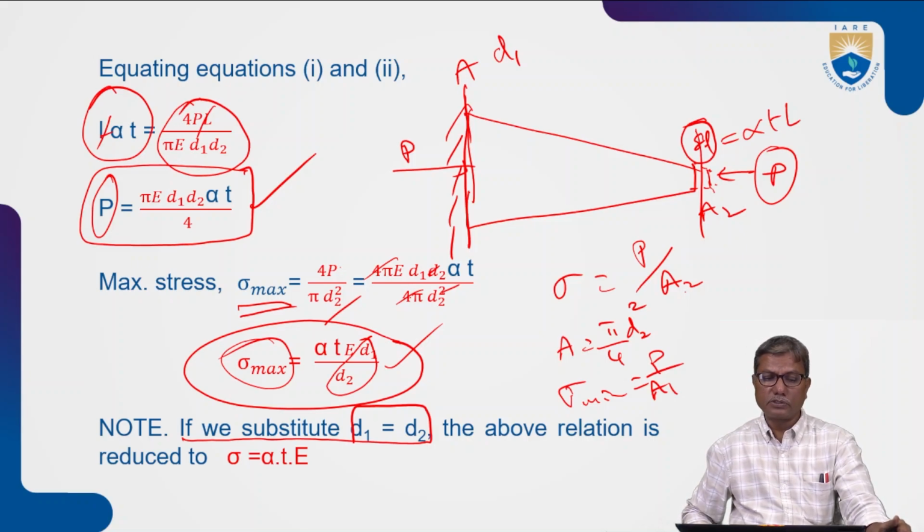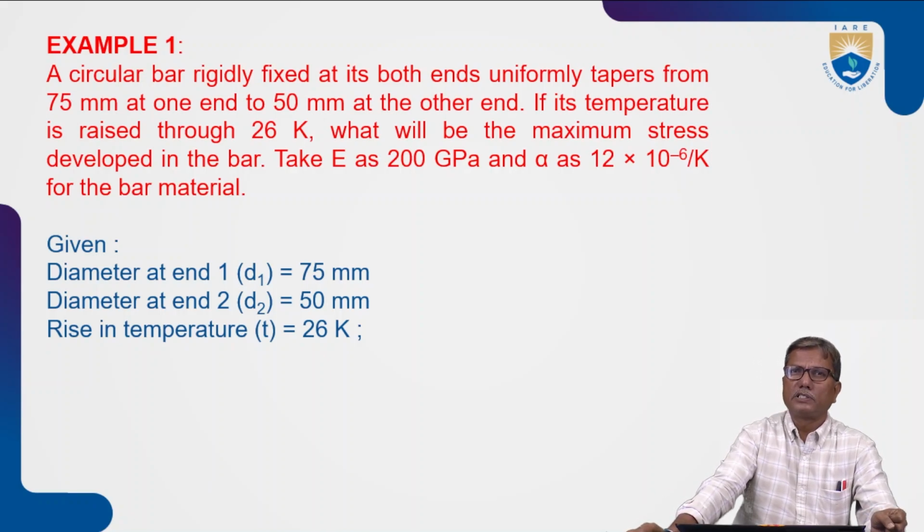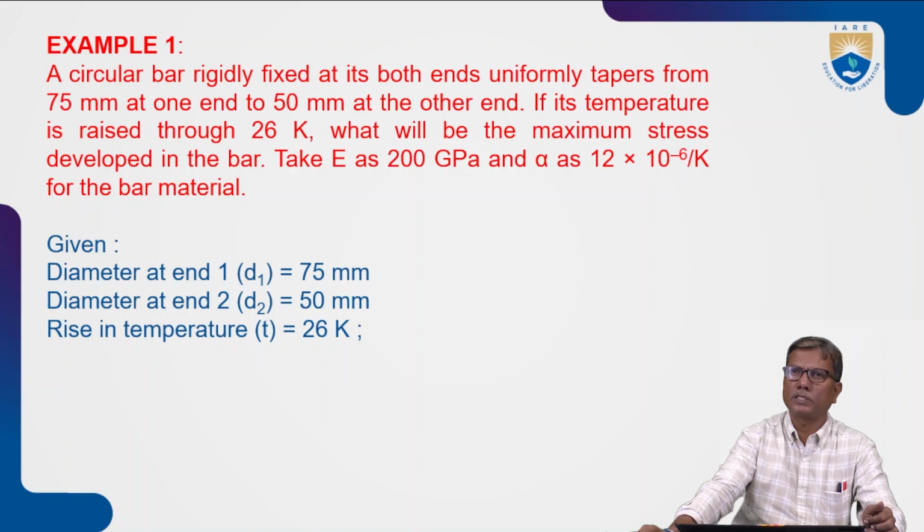Let us see one example on this also. A circular bar rigidly fixed at both ends uniformly tapers from 75 millimeters at one end to 50 millimeters at the other end. If its temperature is raised through 26 degree Kelvin, what will be the maximum stress developed in the bar? Take Young's modulus as 200 gigapascals and the coefficient of expansion alpha as 12 into 10 power minus 6 per degree Kelvin for the material of the bar.